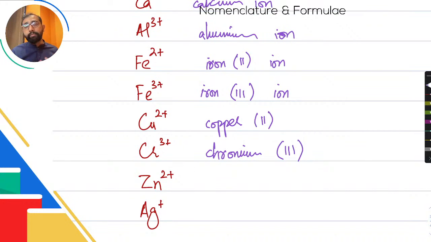Zinc and silver, while they are present in the transition metal block, we do not regard them as transition metals in O levels and IGCSE. There are reasons for it. Again, there is a reason for everything we do in chemistry, and I know it can sometimes sound very frustrating, but we have to keep things simple for you. That is why we are just going to tell you that this one is not considered a transition metal at this stage. So this one will be zinc. That's it. It's not zinc 2, and this one will be silver, not silver 1.